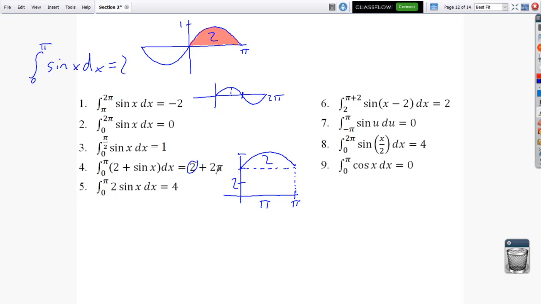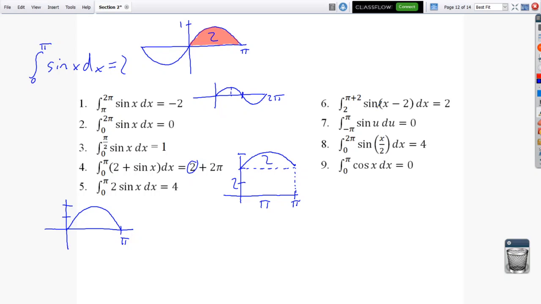When I look at number 5, the integral from 0 to pi of 2 sine of x dx. If I remember what that 2 does to a sine function, it should increase the amplitude by a factor of 2. Let me draw that picture for you again. So we can now see that I've increased my amplitude to 2. That means I just take this almond shape up here and stretch it out by a factor of 2, which is why the integral from 0 to pi of 2 sine of x dx is equal to 4.